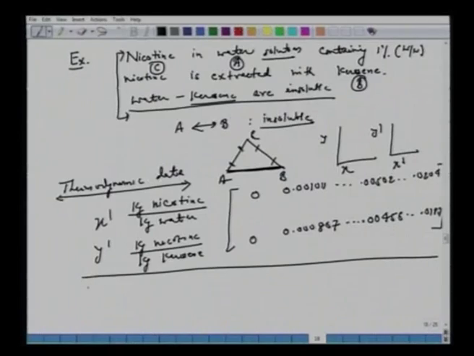The problem here is that you take 100 kg of feed. So when we say feed, it's water and nicotine, and it's treated with 150 kg of solvent, which is kerosene here.